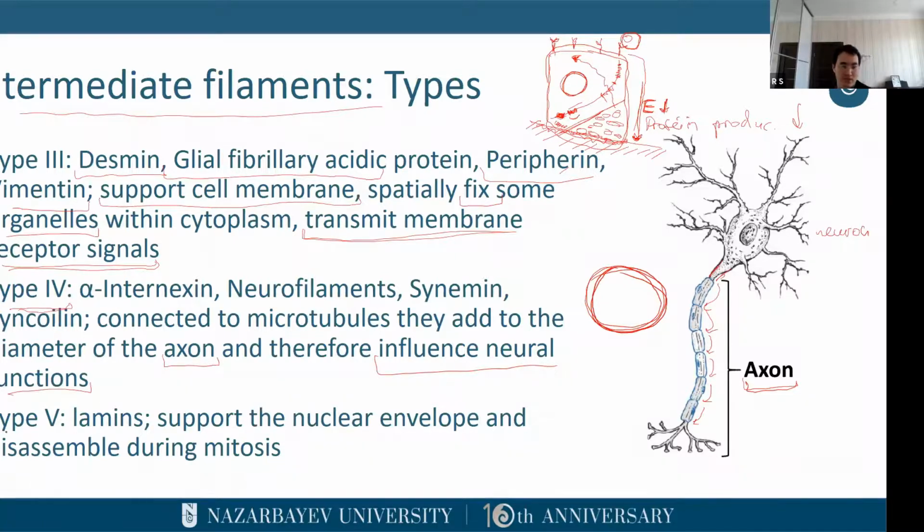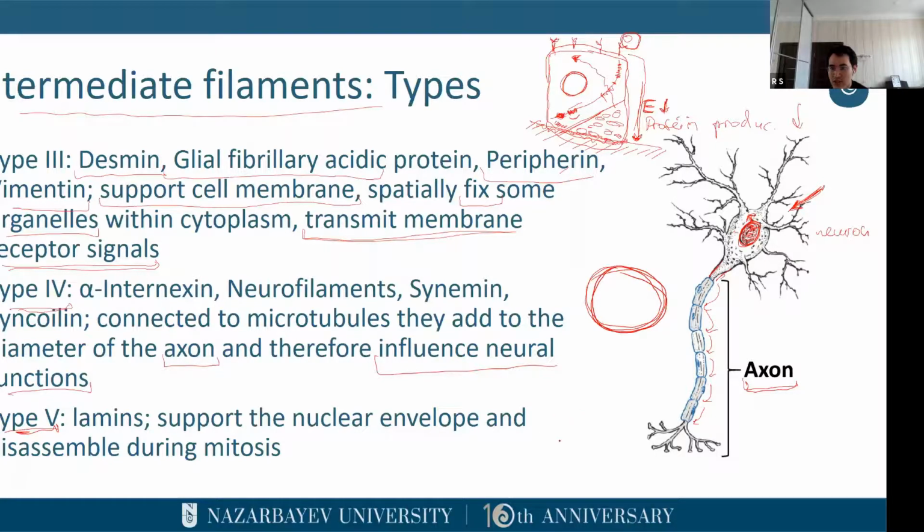Finally, we have the fifth intermediate filament type, and it is related to the nucleus. It really makes it very firm and rigid. So if we have some kind of shakes or quake for the cell, the DNA inside it will not leave the nucleus and will not float outside the nucleus. Or nothing will enter this nucleus.